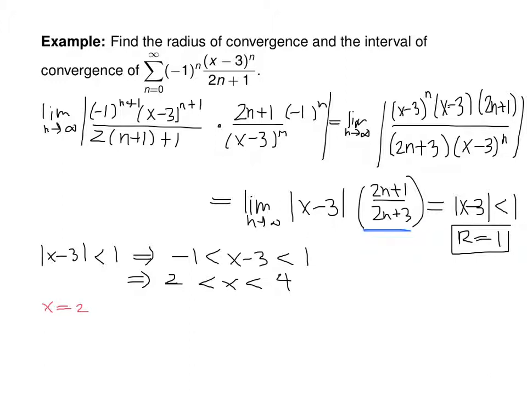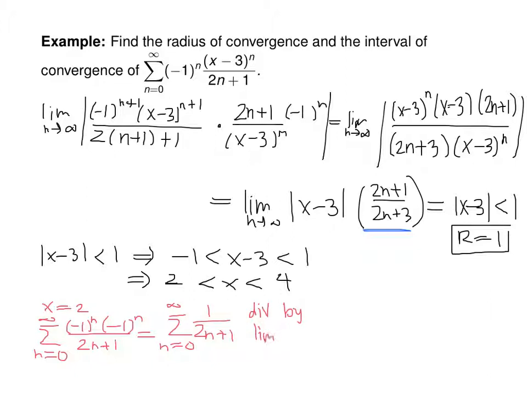So if we input x equals 2 into the series, we have the sum from n equals 0 to infinity, negative 1 to the n, well, another negative 1 to the n, over 2n plus 1. This is the same thing as the sum from n equals 0 to infinity of 1 over 2n plus 1. And you can tell that this diverges, probably by the limit comparison test with the divergent series 1 over n.